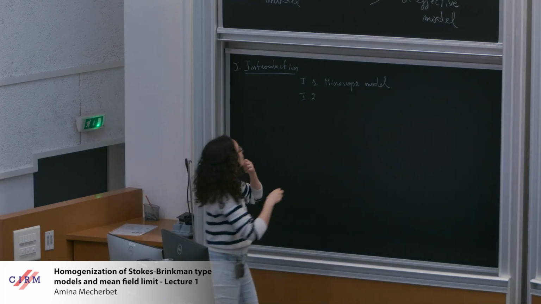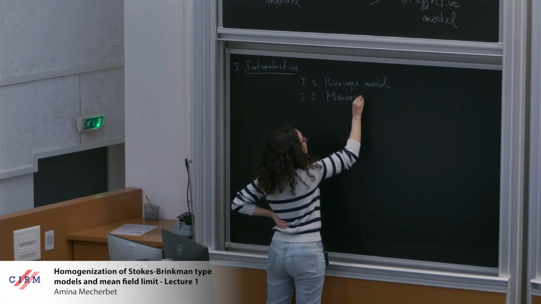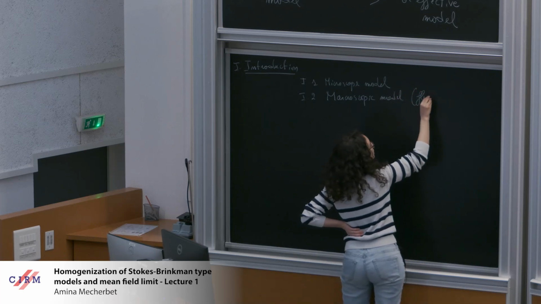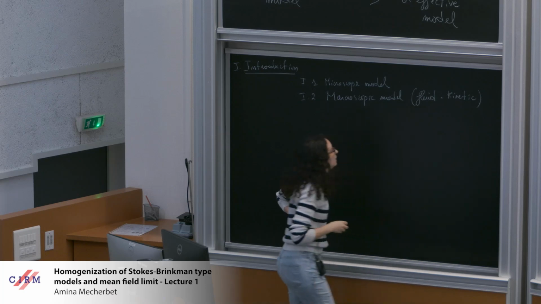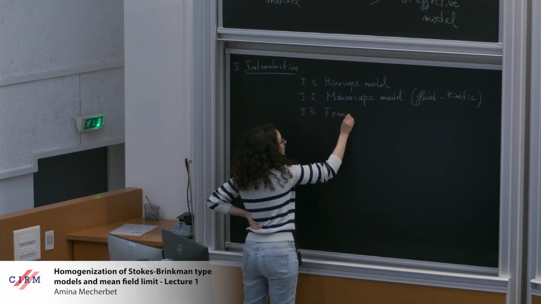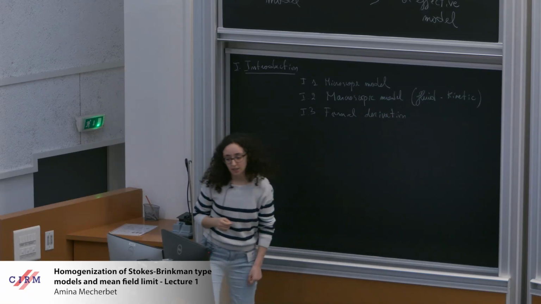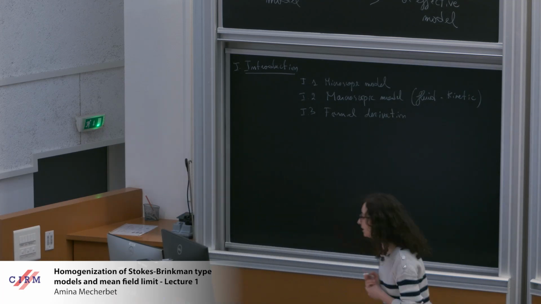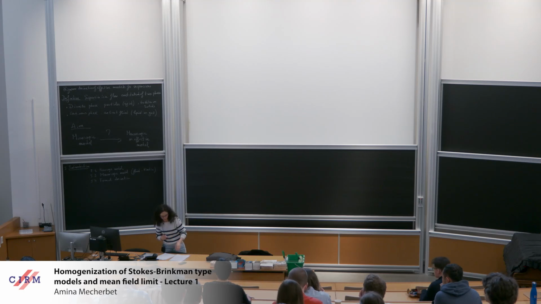Thanks. Yes, then I will talk about the macroscopic model. The macroscopic model is a fluid-kinetic model, which is actually the Vlasov-Navier-Stokes equation. I would like first to give you a formal derivation. This will mainly allow me to introduce some tools that will be useful later when I talk about the homogenization of the Brinkman and the mean field limit.